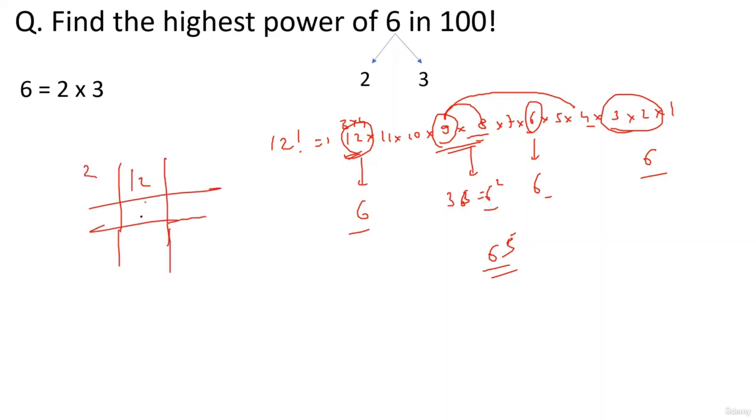Okay, so 2 6s are 12. After that, 2 3s are 6 and 2 1s are 2. Okay, adding these powers we get 10. So the highest power of 2 in 12 factorial is 10.